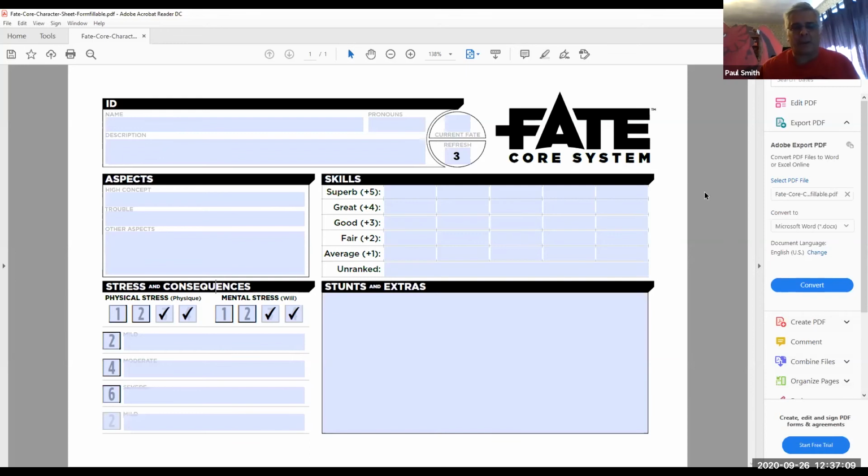Anybody else have any other questions? I can't see everybody's face because I'm sharing screens, but please, if you have any other questions, or if you have a character you want to walk through this design process, let's go ahead and do that too.